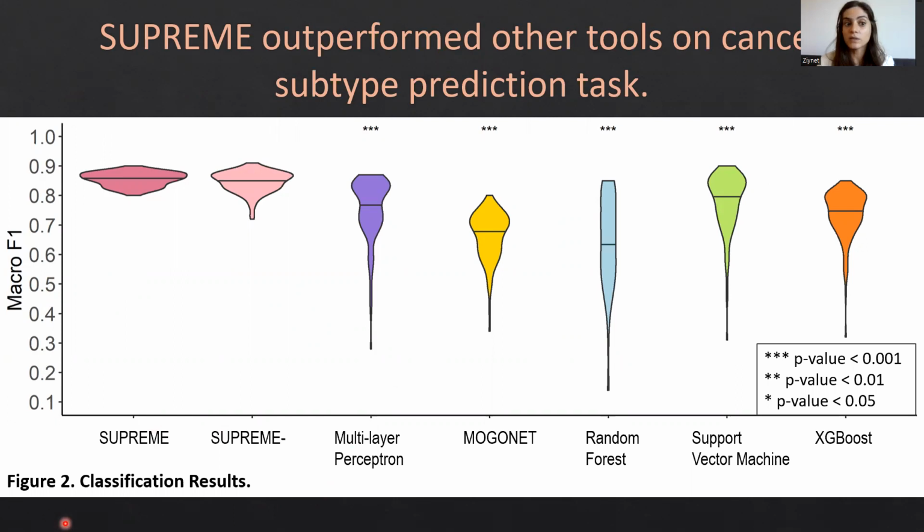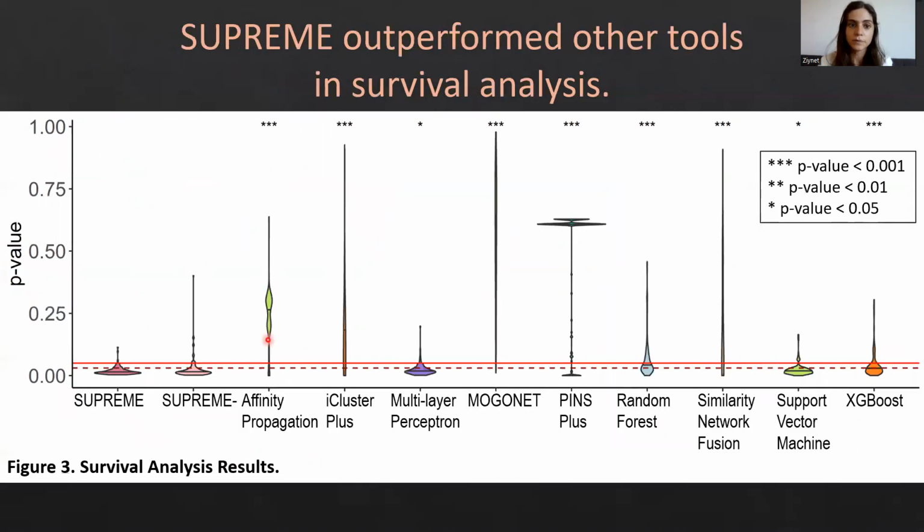Since we have 127 different models per method, we use the violin plot to visualize the overall performance. We also ran Supreme without raw feature integration to see the impact of that step. This is called Supreme minus. According to our results, Supreme and Supreme minus outperformed other tools. Even though there is not a significant difference between them, Supreme outperforms Supreme minus for most of the cases, showing the importance of raw feature integration.